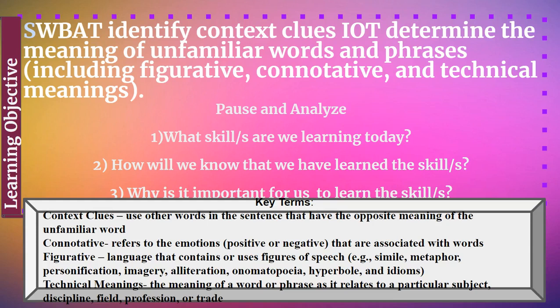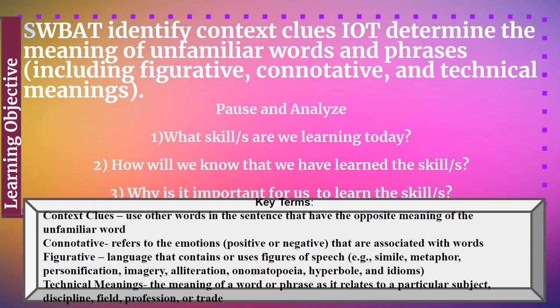So what I want you to do is think about the skill that we're learning, and remember that skill is always the thing that you will be doing. So you will basically be using context clues. And why is using context clues important? Well, it helps you to determine the meanings of unknown words and phrases that you don't know.